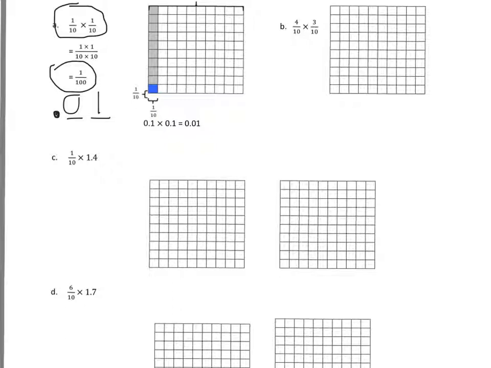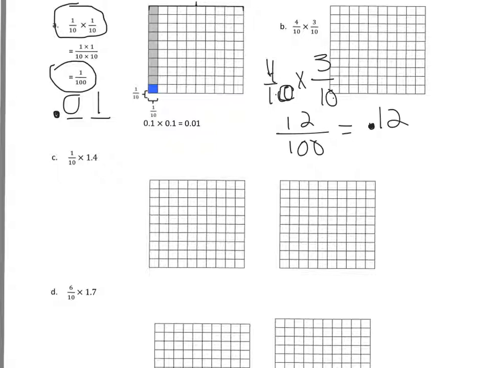When we look at B, we have 4/10 times 3/10. So 4 times 3 is 12. 10 times 10 is 100. So we have 12/100ths, and when we put that in decimal form, it's 12/100ths. I'm not concerned about the pictures. Don't even worry about writing those pictures down for me right now. We just need to work through this process.